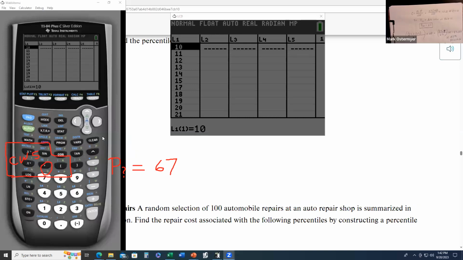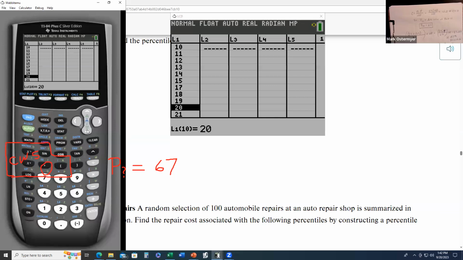All right, I have my data sorted on my calculator here. We want to count how many observations are less than 67. So let's go down to 67 here, right here, and now start counting. 1, 2, 3, 4, 5, 6, 7, 8, 9, 10, 11, 12, 13, 14, 15, 16, 17, 18, 19, 20, 21, 22, 23. There are 23 observations, ladies and gentlemen, less than 67.